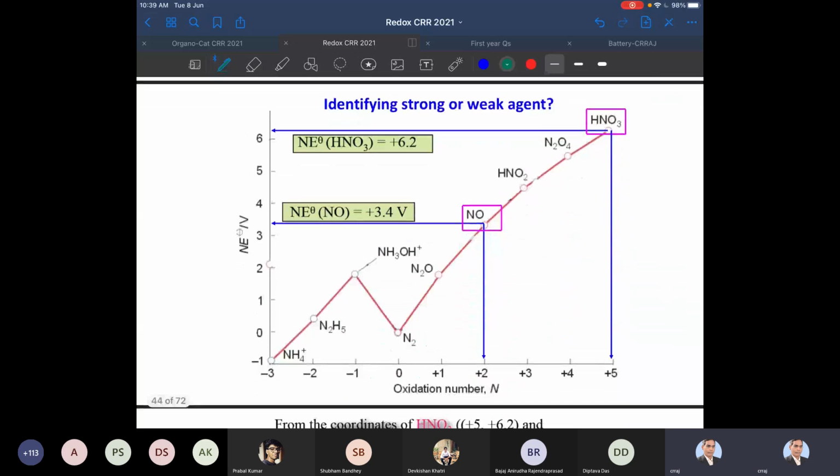Okay, look here. What I have given is HNO3, nitric acid, and NO, nitric oxide. Now, if I look at the potential with respect to, again I repeat, the elemental state, it may or may not be true experimentally. With respect to the elemental state, simply looking at this one, the nitrogen of HNO3 is plus 6.2, that is nE0. And here we have plus 3.4.